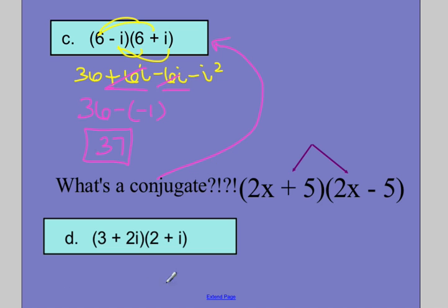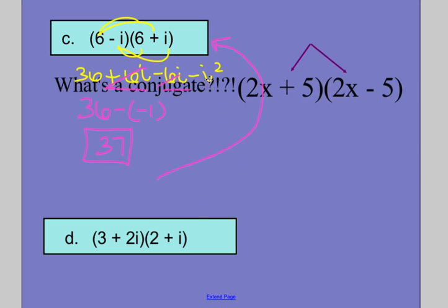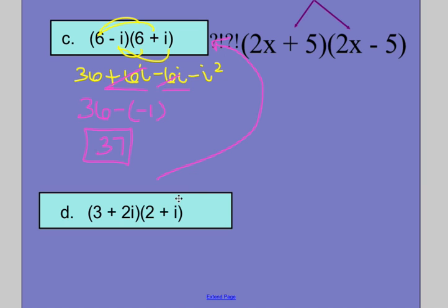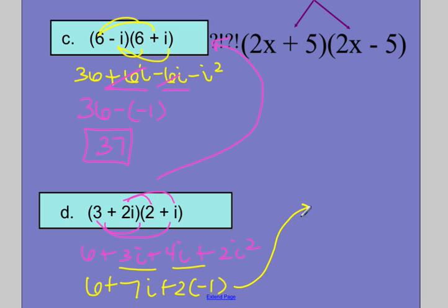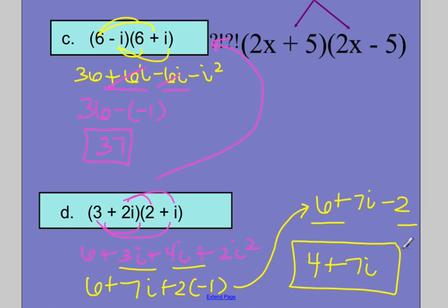So let's go ahead and do D. Same thing, it's multiplying, so I'm going to FOIL. So this gives me 6 plus 3I plus 4I plus 2I squared. Combining like terms, I have 6 plus 7I plus 2I squared. Remember, that's negative 1. So I have 6 plus 7I, and then 2 times negative 1 is minus 2. Combine my like terms, I would have 4 plus 7I. That would be my final answer for D.